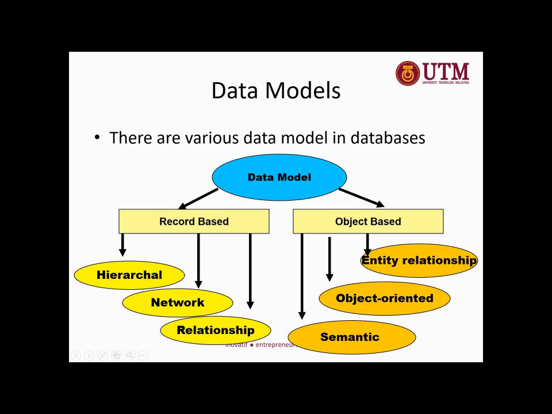So after that, this one was developed in the early 50s until the 90s. The object-based model started its development from the late 1990s until now. So currently they have the object-oriented data model. Previously they had the hierarchy, network and relationship data models, and then they swapped into the object-based data model, starting with entity relationship, then semantic, and lastly the object-oriented.